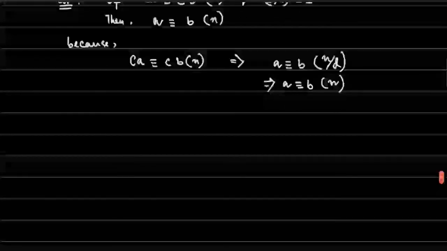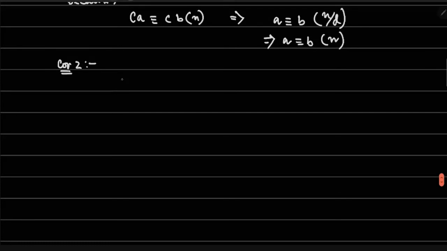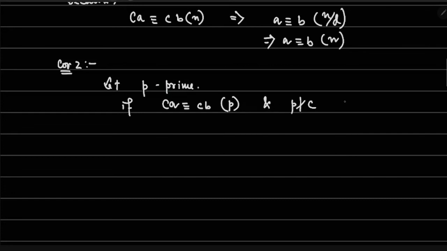And there is some corollary too. Corollary 2 is, let p be a prime. If ca is congruent to cb mod p, and p does not divide c, then a is congruent to b mod p. Look very closely.